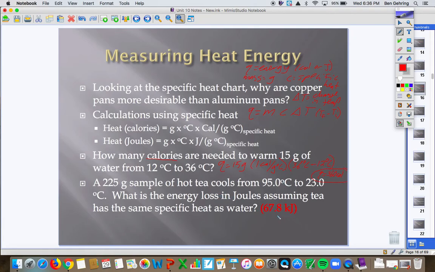I have your answer here. So 67.8 kilojoules should be your answer. But a 225 gram sample of hot tea cools from 95 degrees Celsius to 23 degrees Celsius. What is the energy loss in joules, assuming tea has the same specific heat as water does? And in this case, the specific heat of water is 4.184 joules per gram degree Celsius. So try that. Make sure you can get to 67.8 kilojoules. And if you're struggling, then come see me and we will figure it out.